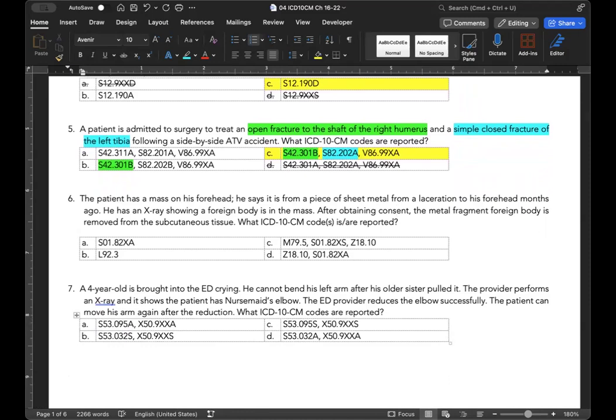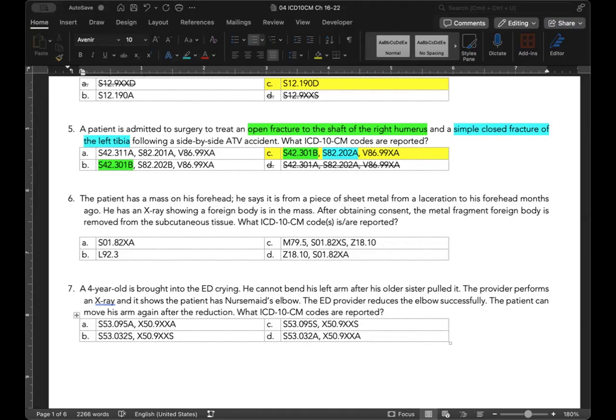All righty. Number 6, we have the patient has a mass on his forehead. He says that it's from a piece of sheet metal from a laceration to his forehead months ago. And he has an x-ray showing a foreign body that is in the mass. After obtaining consent, the metal fragment foreign body is removed from the subcutaneous tissue. So what ICD-10 code or codes are we going to report?